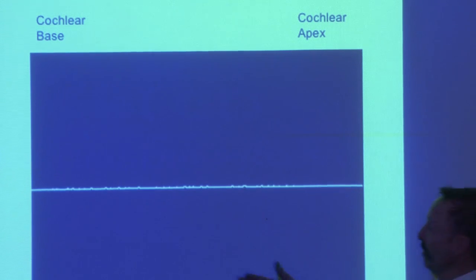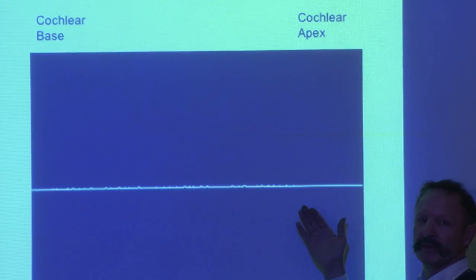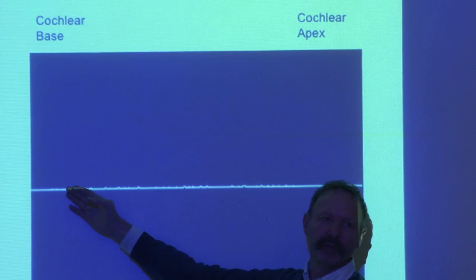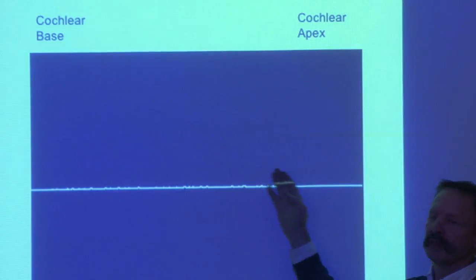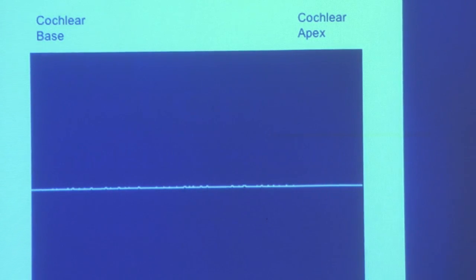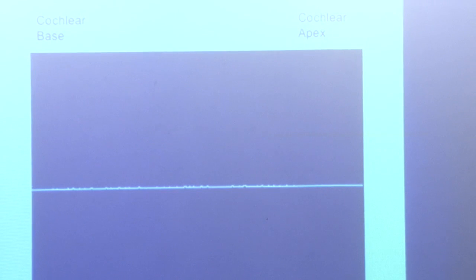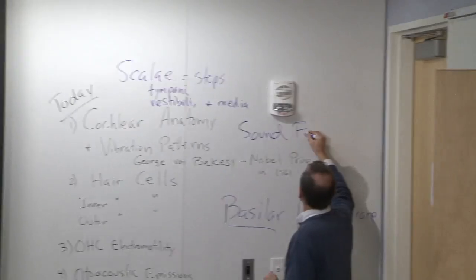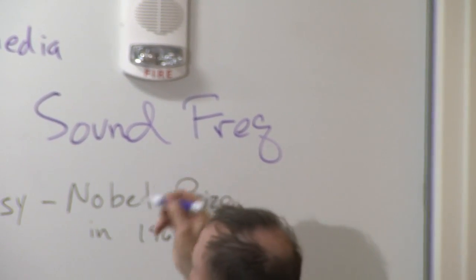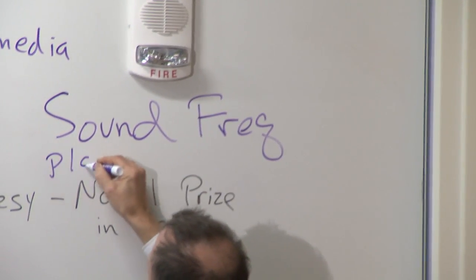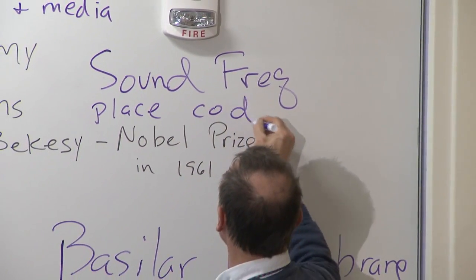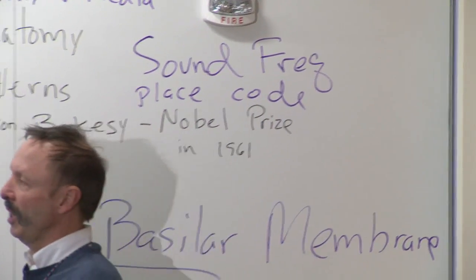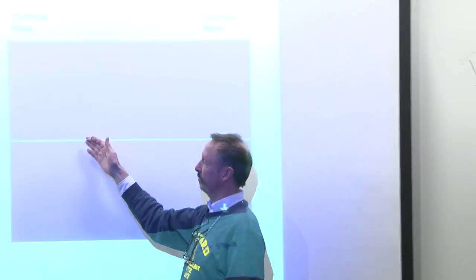Okay? So there's this analysis along the length of the cochlea in terms of high frequencies are mapped here, mid frequencies are mapped here, and low frequencies are mapped here. There is, if you will, a place code for sound frequency. So sound frequencies are broken up into a place code. Low frequencies apically, and higher frequencies basally.